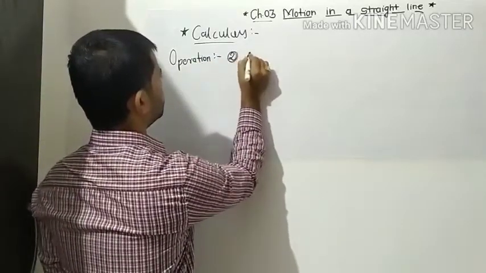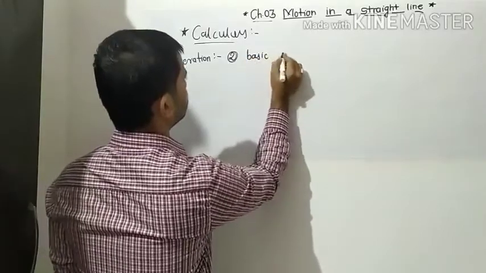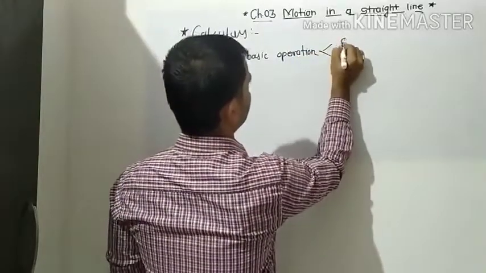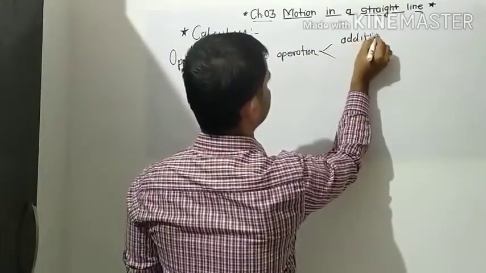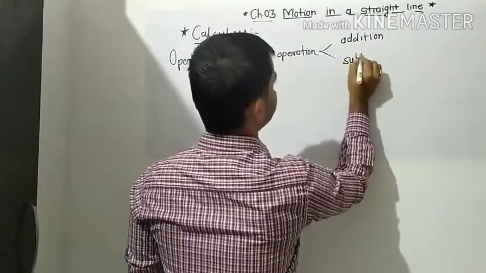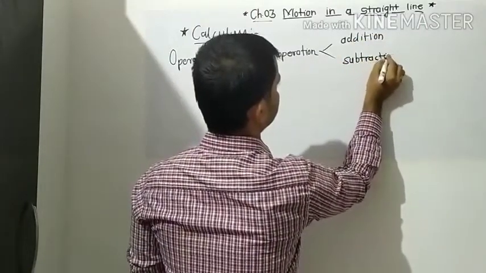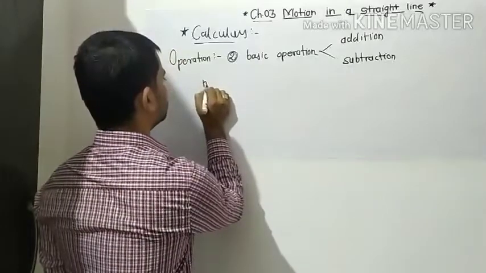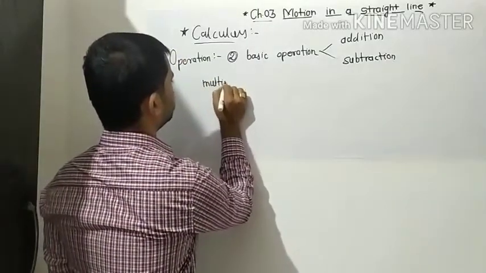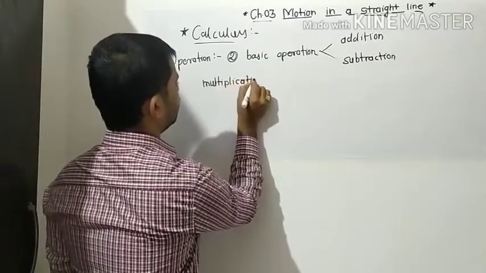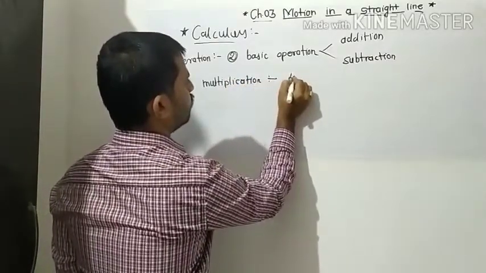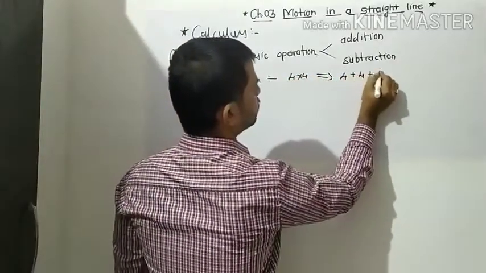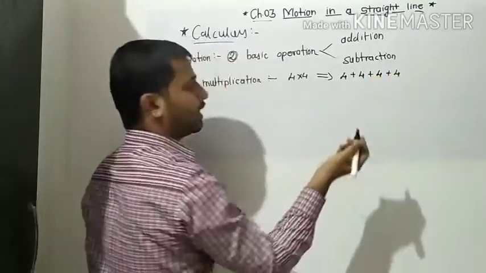In the operations, there are 2 basic operations: addition and subtraction. Depending on this, we go for multiplication and division. So multiplication is nothing but addition. When we go for 4 into 4, it is nothing but 4 plus 4 plus 4 plus 4.